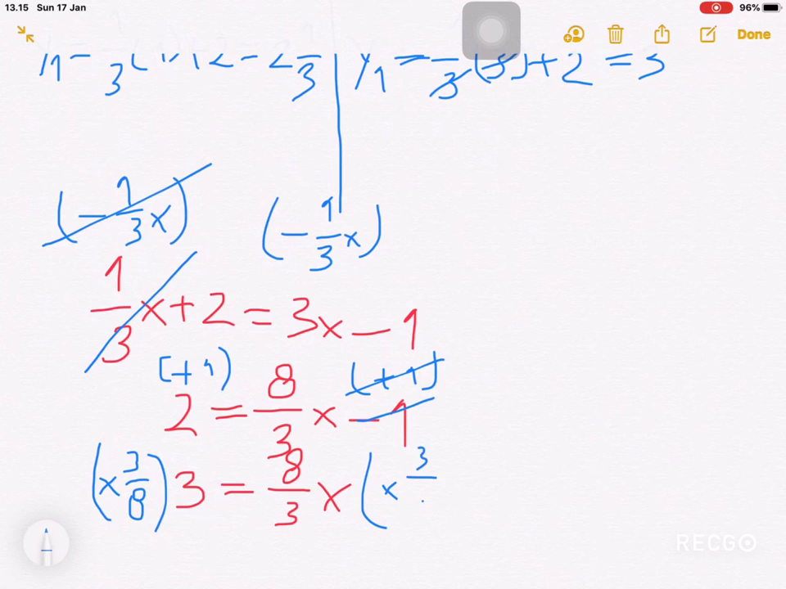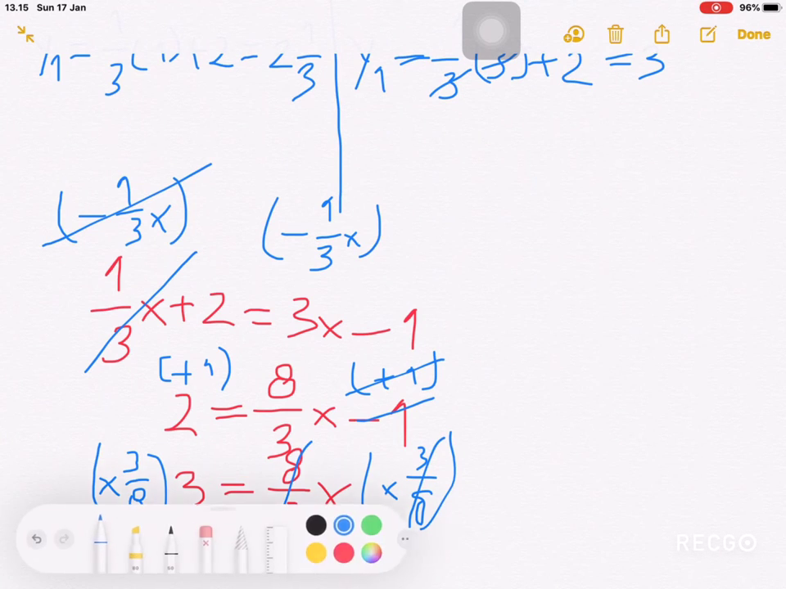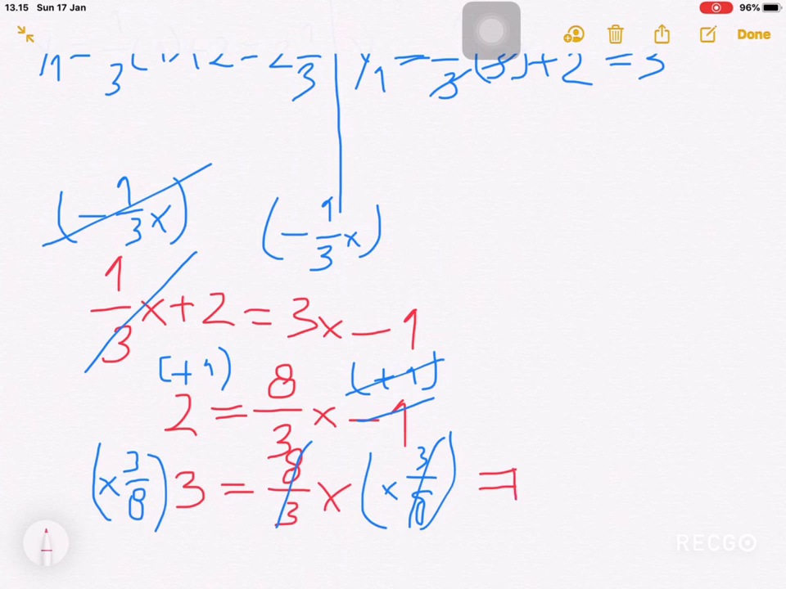And there we go. So this and this will cancel, and there we go. So the x coordinate of our point of intersection will be x equals 3 times 3 over 8, which is just 9 over 8.